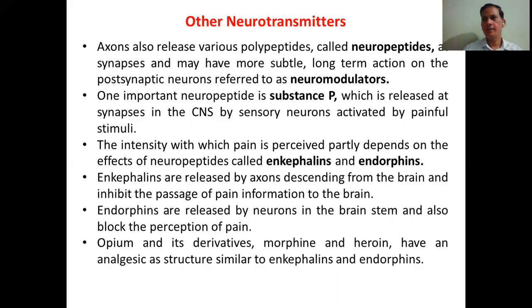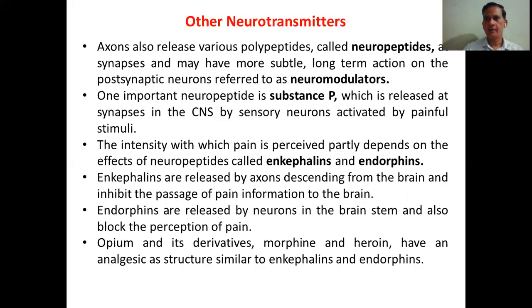So enkephalins play a prominent role so that the pain is not perceived by the brain. Endorphins are released by neurons in the brain stem, and they also block the perception of pain. So if there is a sufficient amount of release of endorphins and enkephalins, the person will not feel pain.